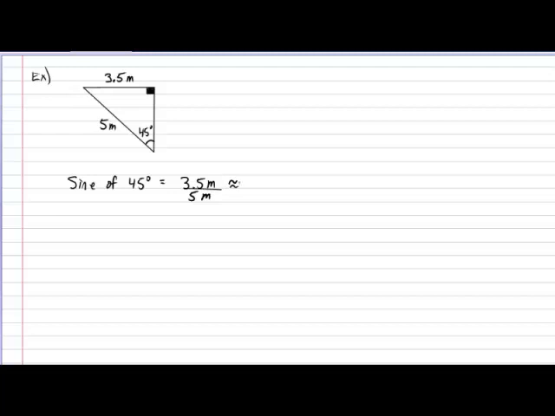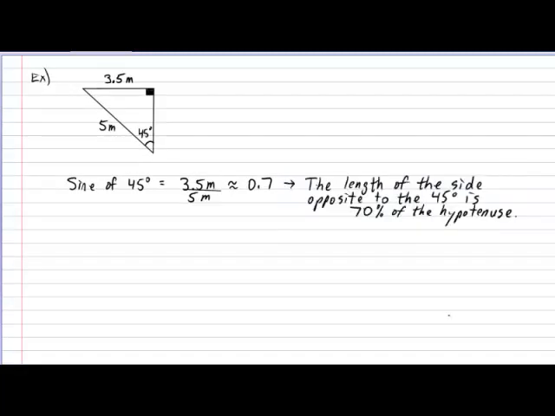Simplifying the fraction will produce a result of approximately 0.7. This means that in a right triangle, if the angle under investigation is 45 degrees, then the length of the side of the triangle that is opposite to the 45 degrees will always be approximately 70% of the length of the hypotenuse. Using a calculator can help us confirm this ratio.